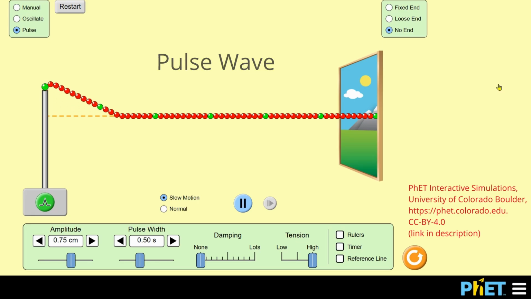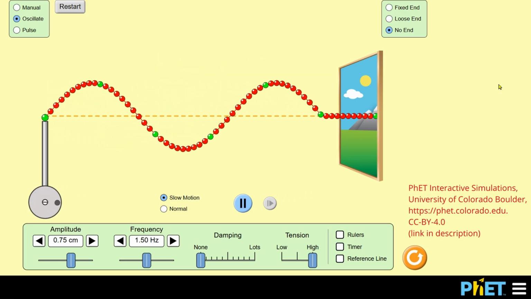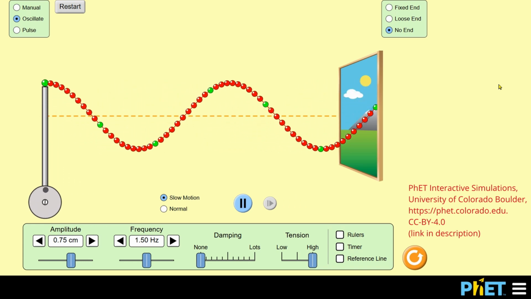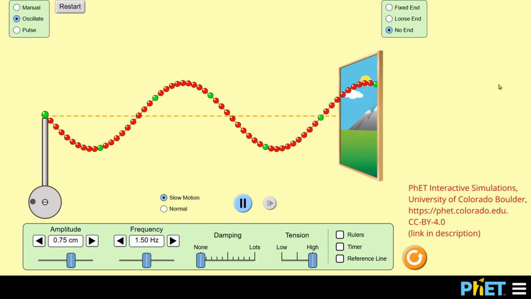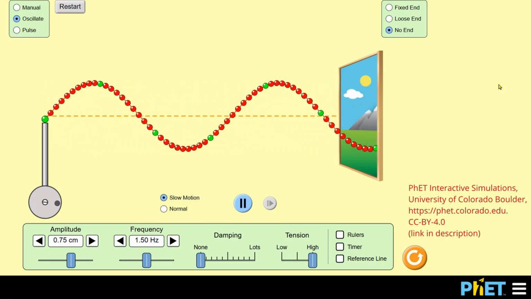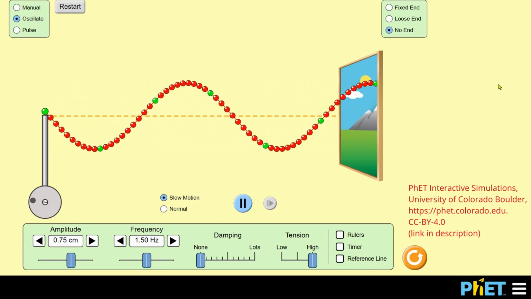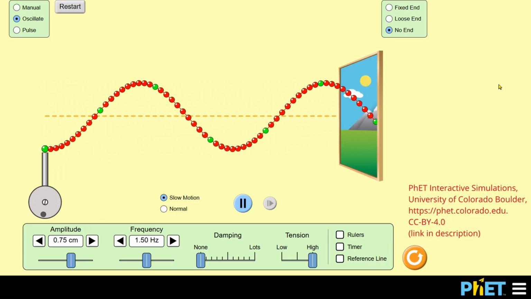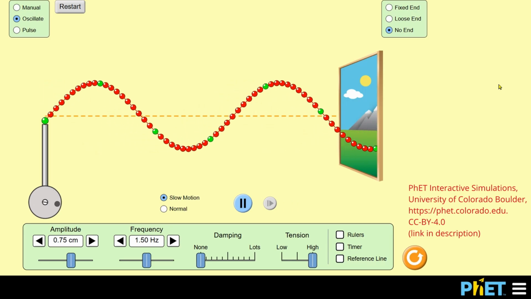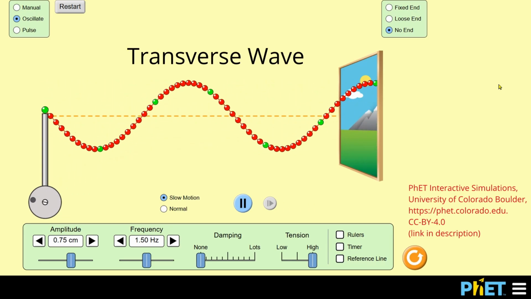But these green spots here will not follow the wave. They will simply oscillate up and down in a vertical position, so long as there is a wave travelling through. And this motion is perpendicular to the wave motion. In other words, the medium is moving at 90 degrees to the motion of the wave. And we call this type of wave a transverse wave.